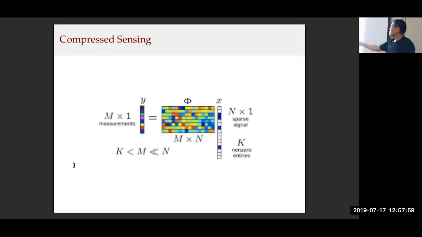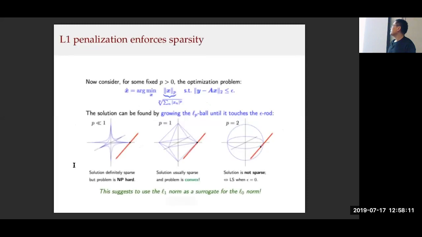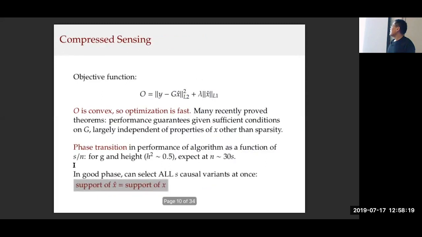Here's a picture of the problem. This is a list of the phenotypes of the individuals. Each row here is the genome of an individual. This is the effects vector, and only a few of the elements of this effects vector will turn out to be non-zero. There's a geometric reason why L1 penalization turns out to be efficient and effective in this context, but let me skip this slide.